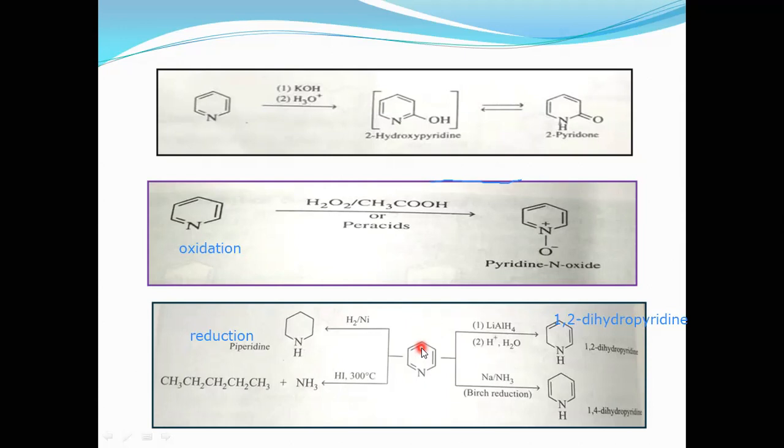So the product depends on the reducing agent that we use. Using hydrogen supported on nickel, we can get piperidine as the product. On using lithium aluminum hydride, we can get 1,2-dihydropyridine, and using Birch reduction with sodium and ammonia, we can get 1,4-dihydropyridine. And with hydrogen iodide at 300 degrees Celsius, it undergoes bond cleavage at this position, and we can get pentane and ammonia as the product. These are the reactions of pyridine.